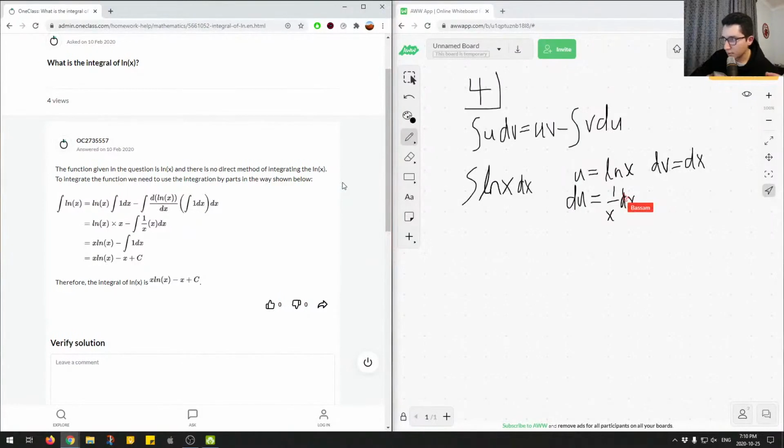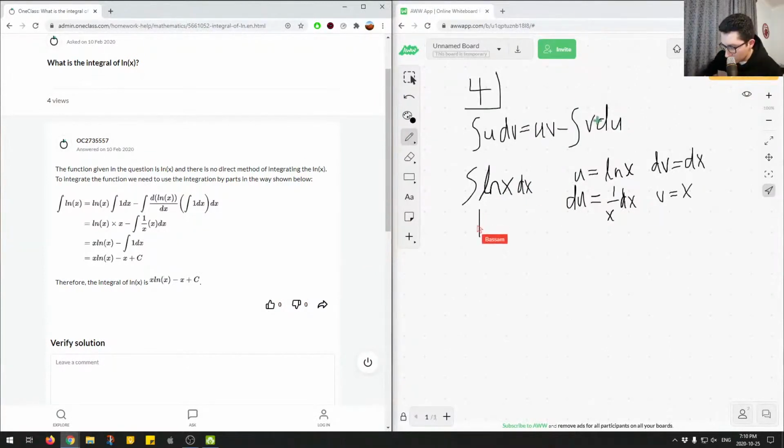And then we also want to evaluate for v here. If we integrated dv equal to dx, we would get v equal to x. And now we've defined the 4 things that we need to plug into the integration by parts formula. We've said this is u, this is dv, and we set it up the same way. So all we really have to do is plug in these values.